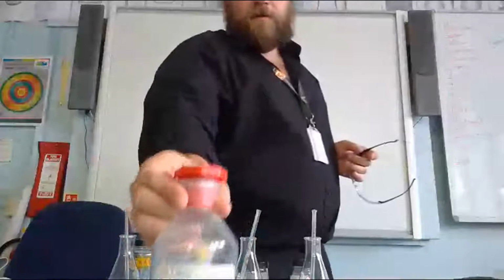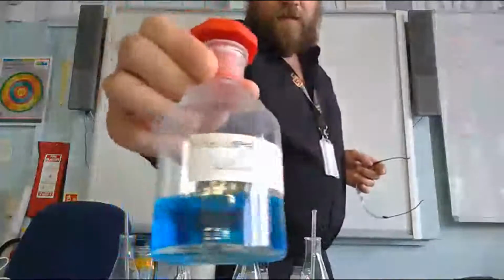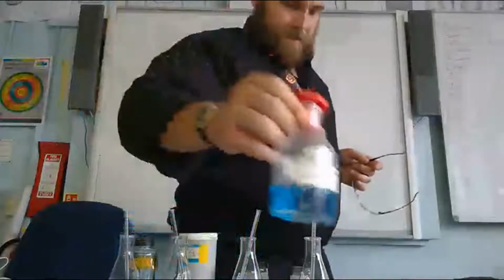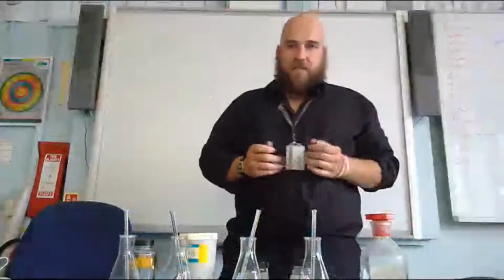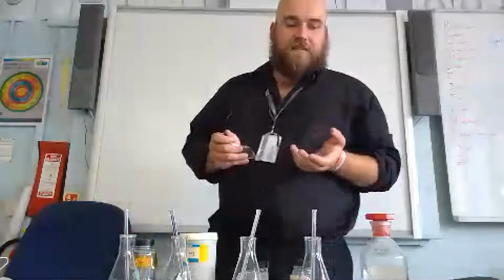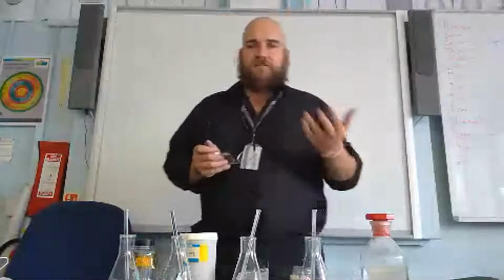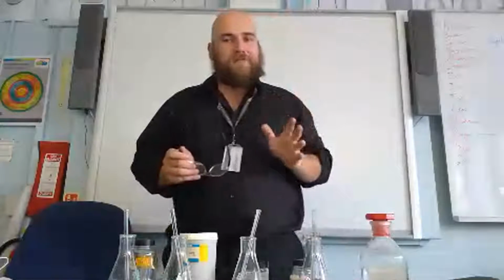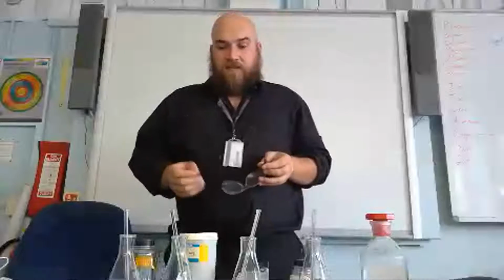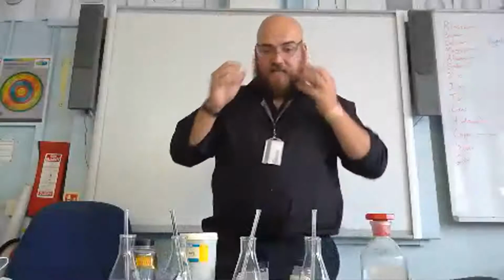Just going to sort of show you the bottle there. It says 0.5 m copper sulfate. So what does the 0.5 m stand for? That stands for the concentration. So you need to ideally keep the concentration the same. It's basically the mass of copper sulfate dissolved in a certain amount of water. Right then, so first thing I'm going to measure is the starting temperature.